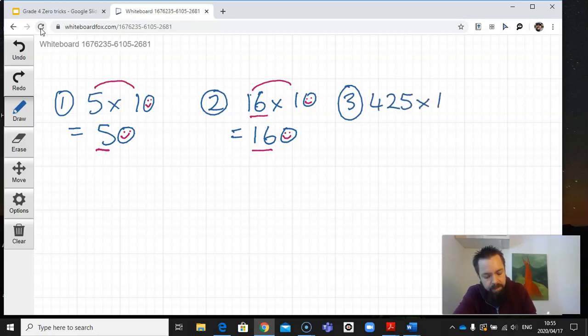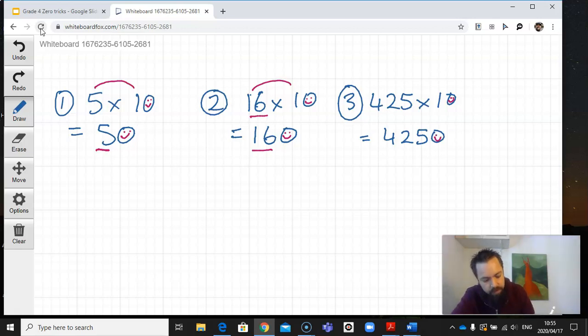425 times by 10. I don't know how many of you can work that out in your heads. Perhaps if you're somebody who already knows about this rule with 0, you might be able to do it. I can tell you that the answer is 4,250. That is the right answer. I used the trick that I'm going to teach you today.